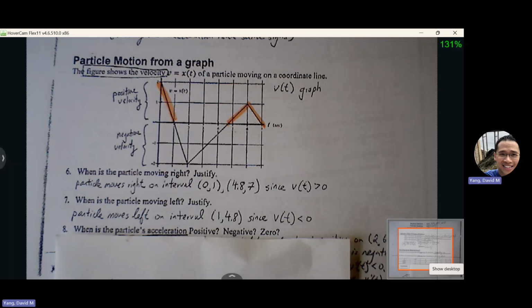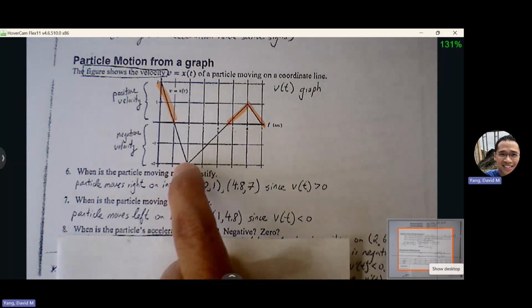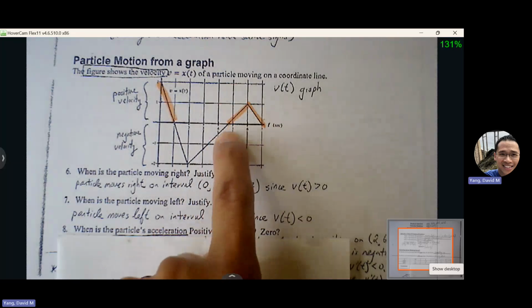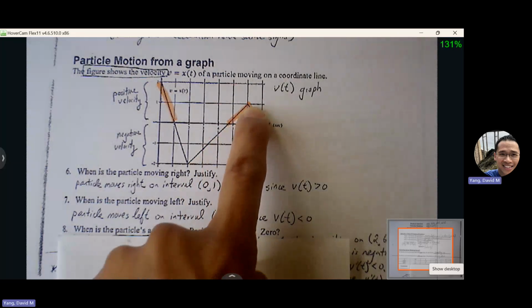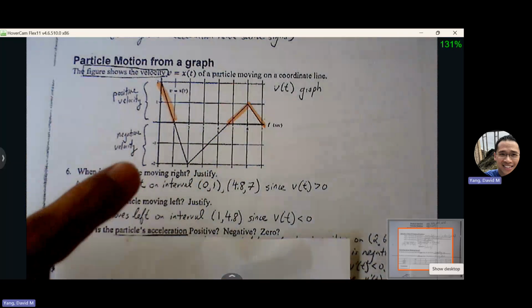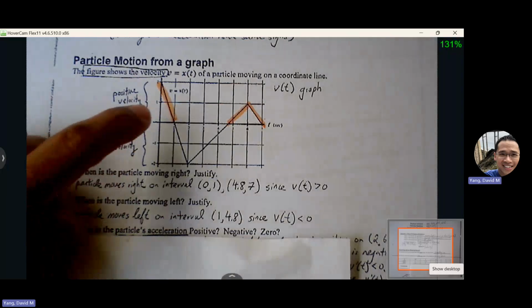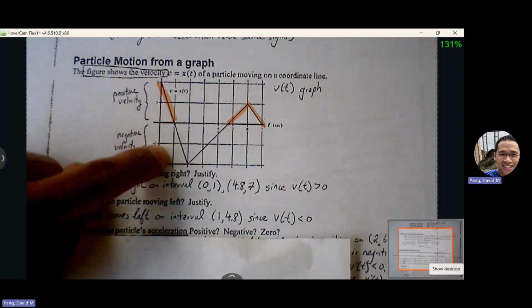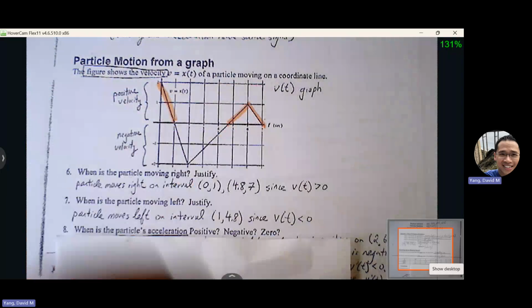Think of acceleration as the slope of velocity. So basically, when is the particle's acceleration positive? Another way of asking, when is the velocity going to have a positive slope? So acceleration is positive in this interval. And the negative acceleration, again, acceleration is the slope of velocity. So negative acceleration will be in this interval wherever there's negative slope.